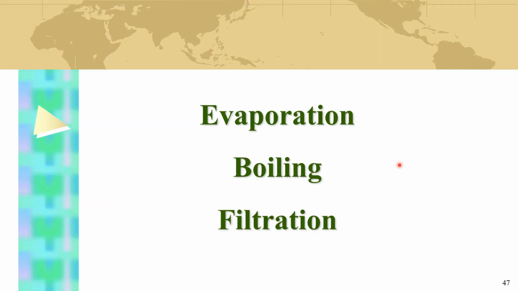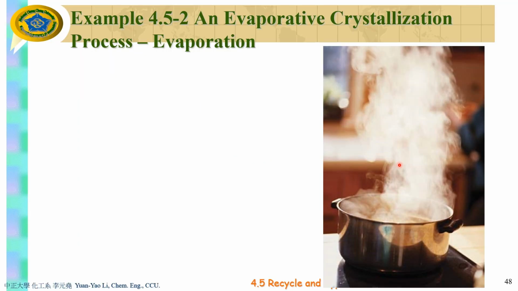Right. So today we want to do another example for the multiple unit processes for mass balance. These are the evaporation, boiling, and filtration. Before we really talk about example 4.5-2, the evaporative crystallization process, I want to introduce you to the evaporator, or evaporation, first, and then I will introduce you to crystallization, or the crystallizer.